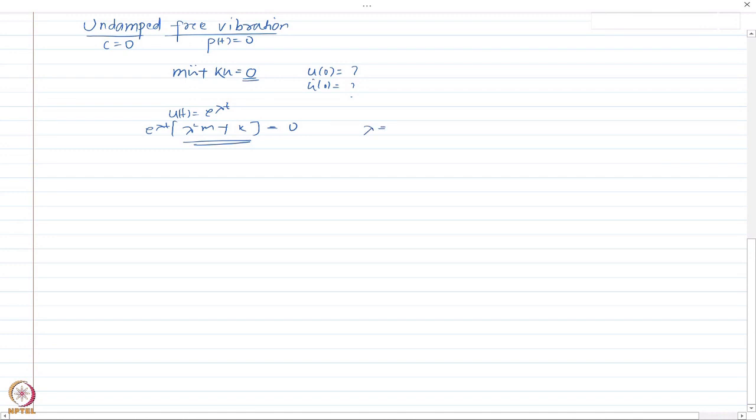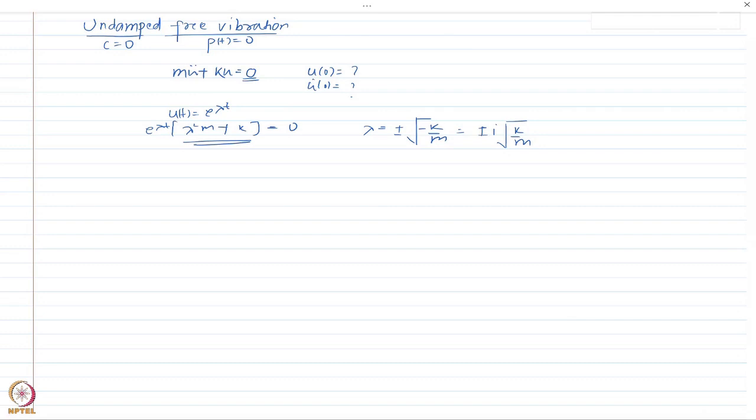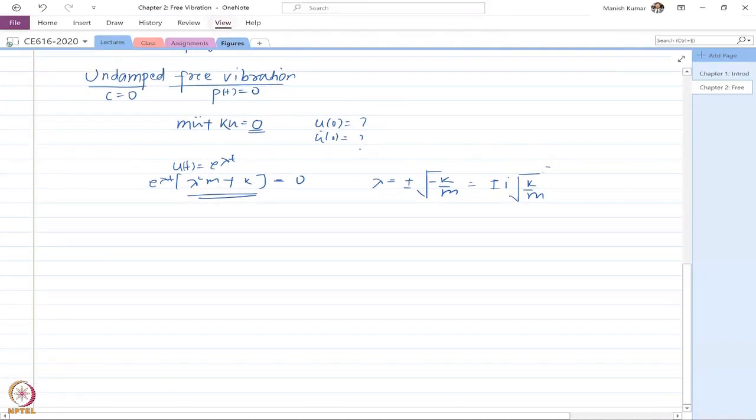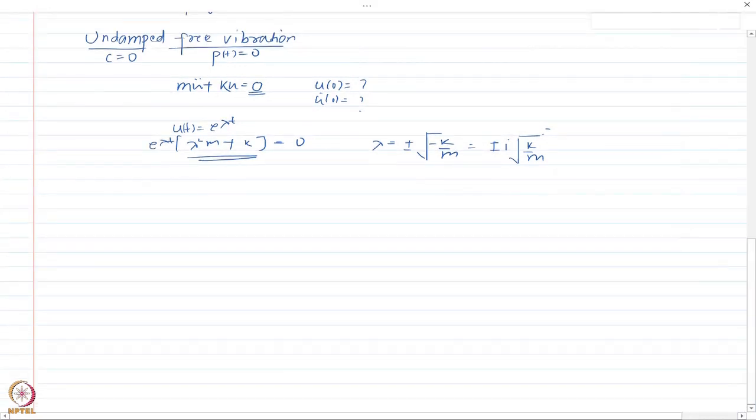So there would be two roots of this equation. From the quadratic equation, it would be plus minus under root minus k by m, which I can write as plus minus under root k by m times i, where I represent under root of minus 1 as the complex number i. And this is nothing but plus minus i omega n.